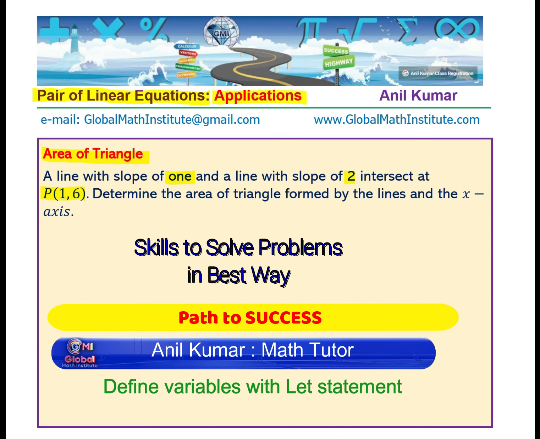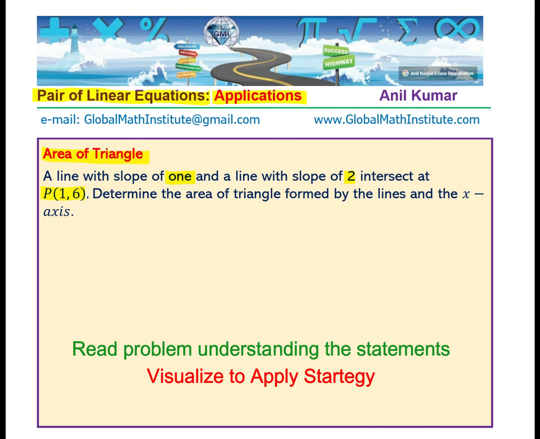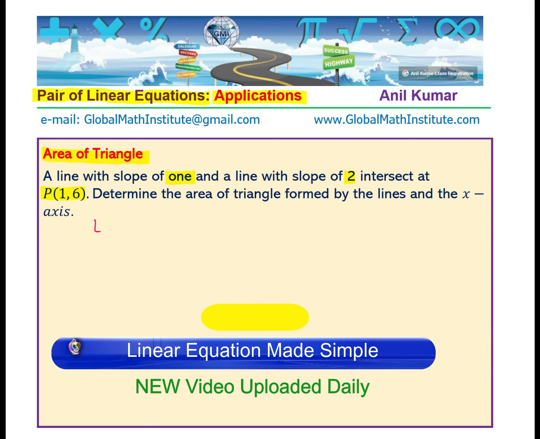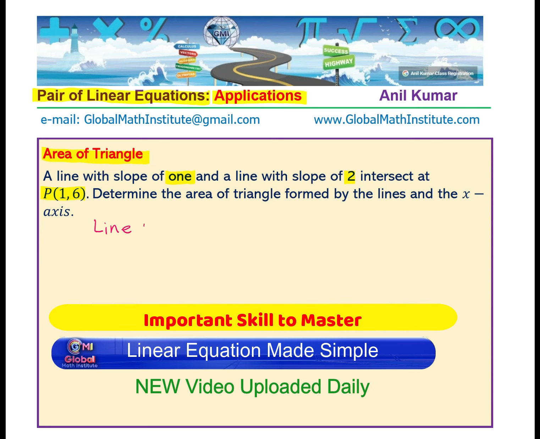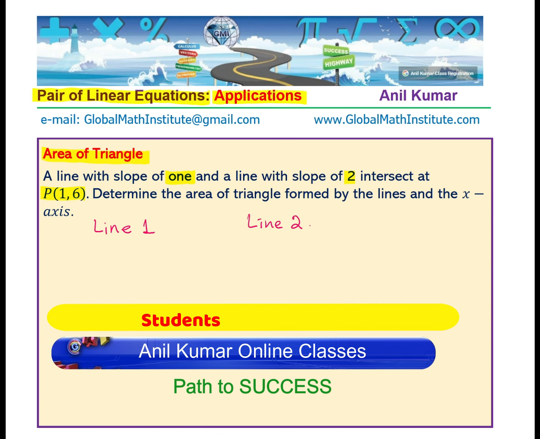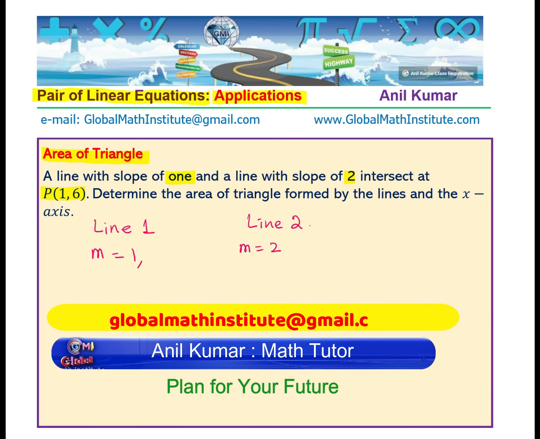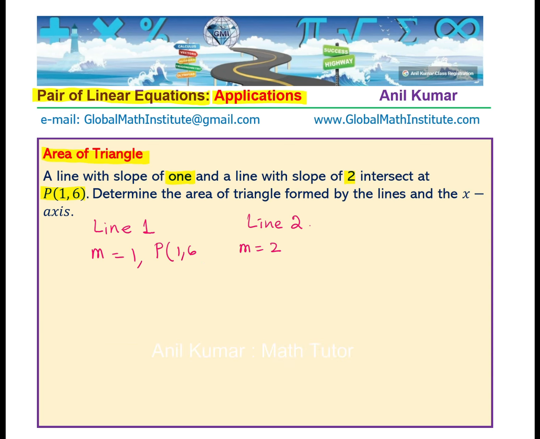Perfect. So let's understand what we are given. In this particular case, we're talking about two lines with different slopes but intersecting at a common point. So let's say we have line 1 and line 2. In line 1, the slope is 1. In line 2, the slope is 2. But we have a common point which is P (1, 6).